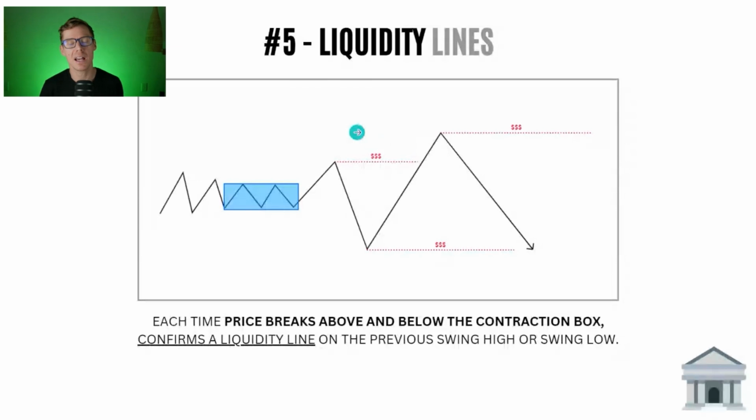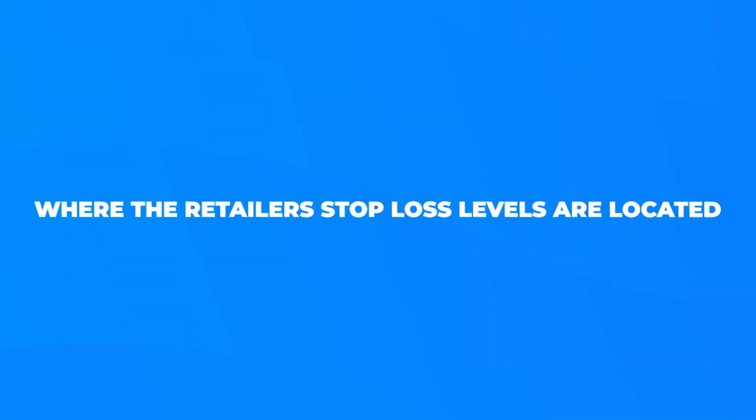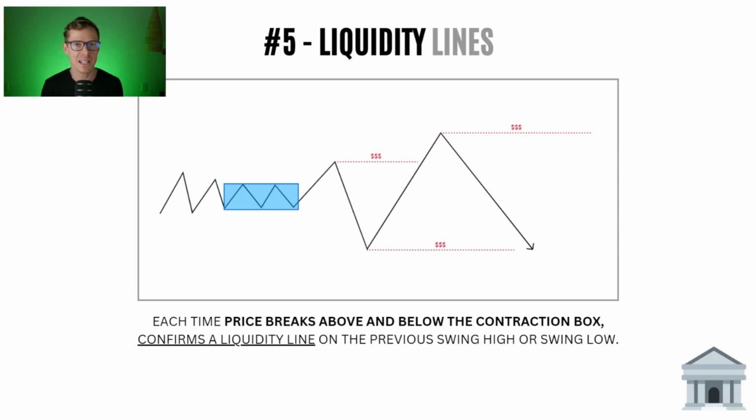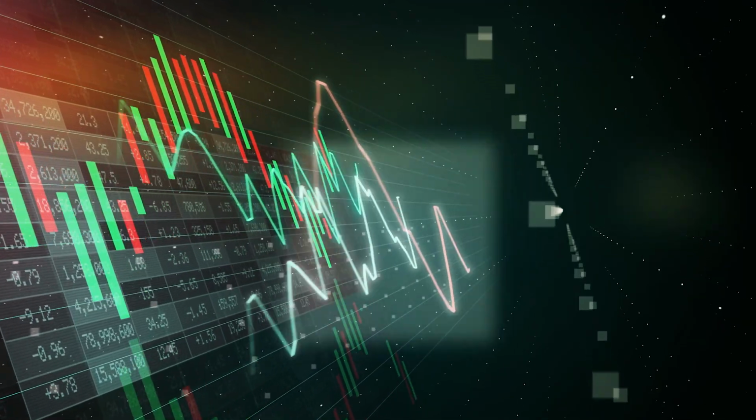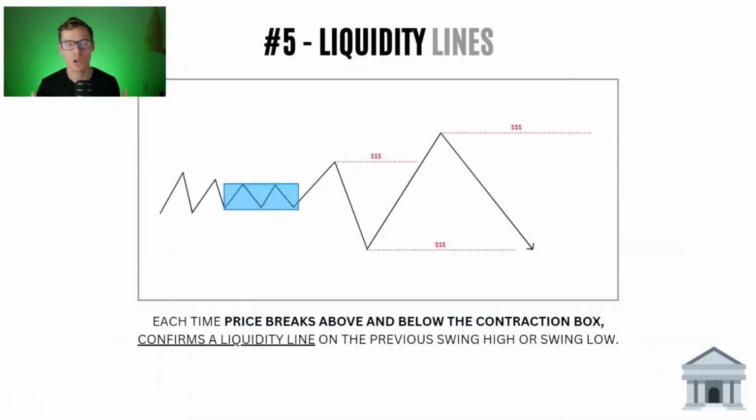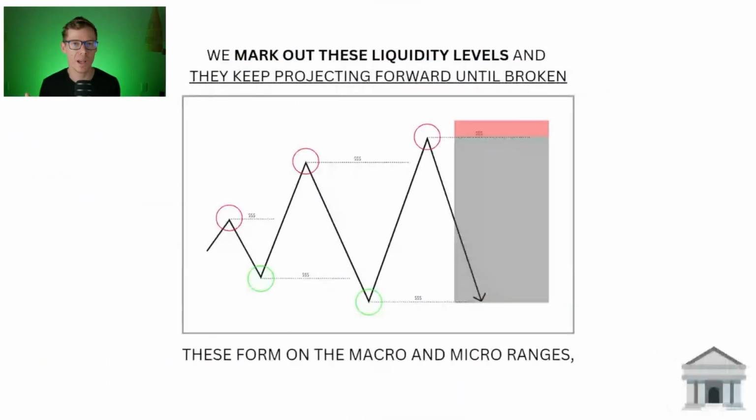These liquidity lines are letting us know where the stop loss levels of the retailers are located. These stop loss levels act as important liquidity pools to give you information about where could be the best place to enter your trades or exit your trades, because you know where the liquidity is resting. When we're trading, we always want to pay attention to where the liquidity is. You can always become aware of these liquidity levels.